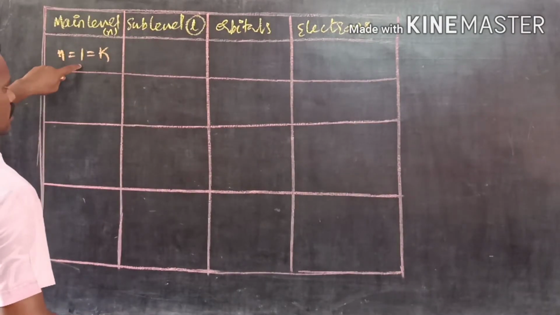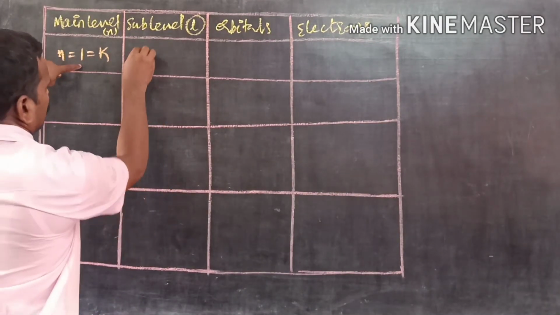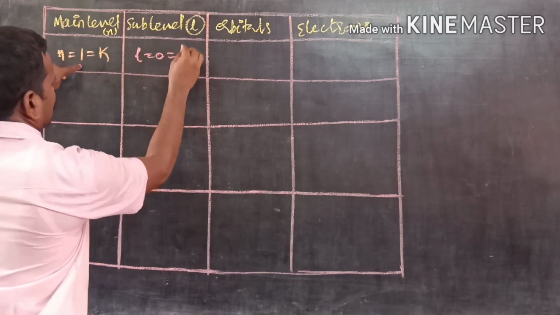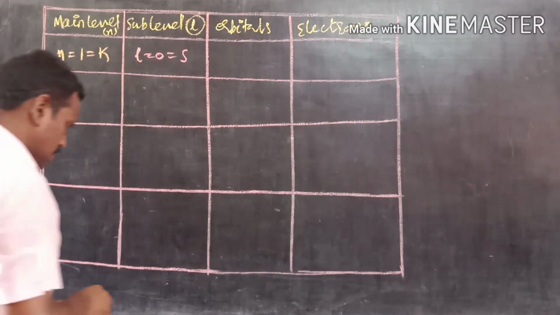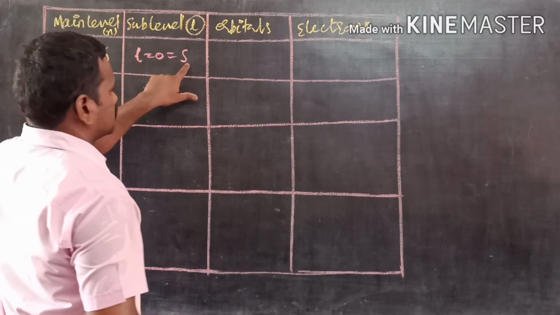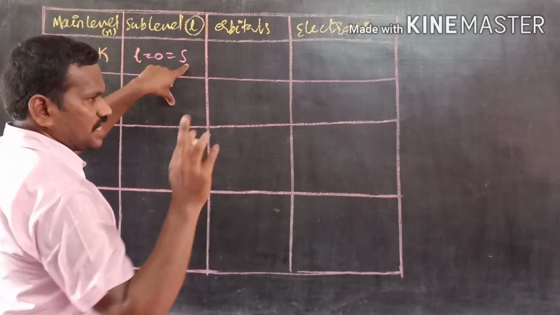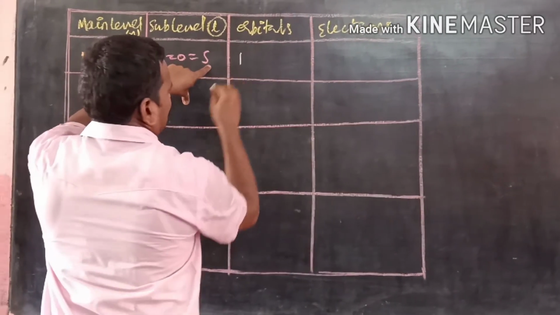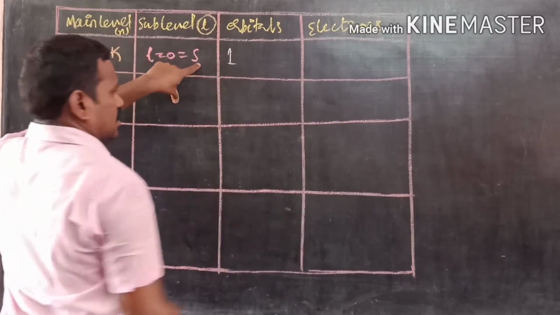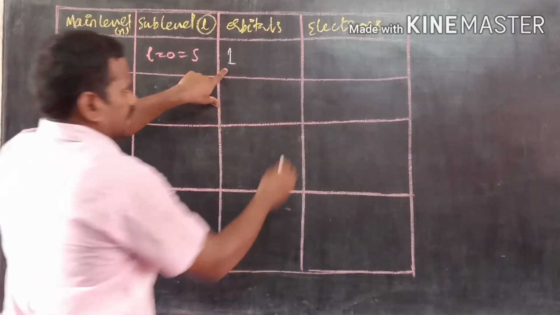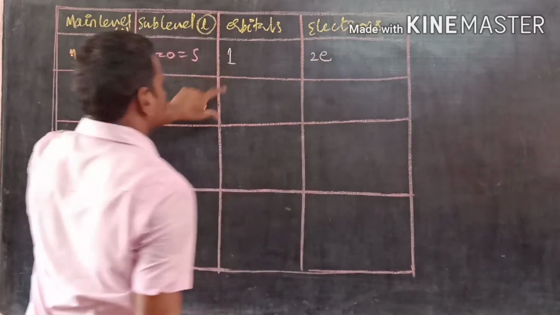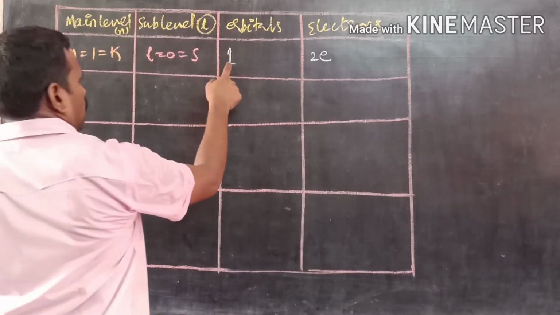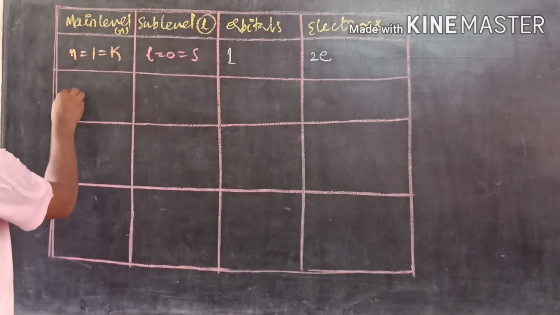So main level 1, the sub-level is also 1, whose L value is 0, that is called the S sub-level. The next one, orbitals. The S sub-level can accommodate only one orbital. Only one orbital is there. One orbital can accommodate 2 electrons.